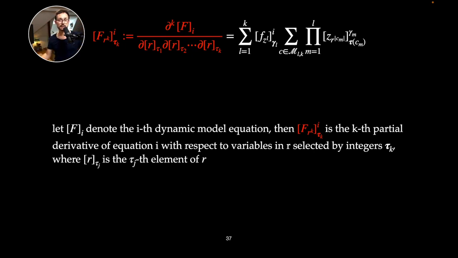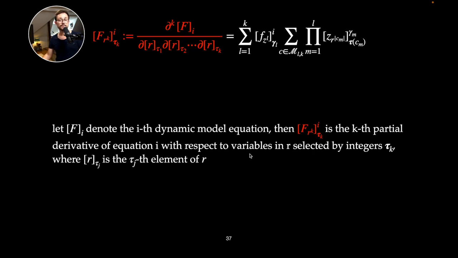Uppercase F are my dynamic model equations. So this is just a vector. So I'm picking the ith equation. Okay, so let me denote this guy over here as the ith dynamic model equation. Then this number right here is the kth partial derivative. Okay, so I'm taking the kth partial derivative with respect to which variables?